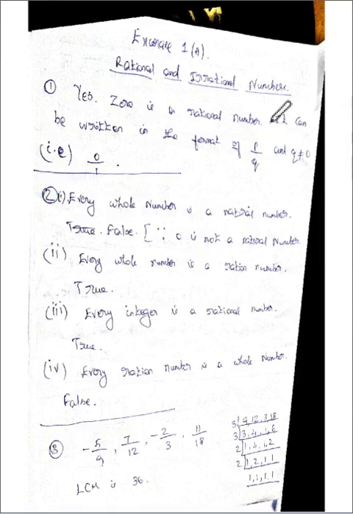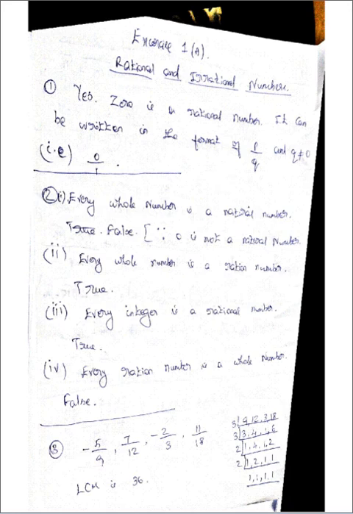This is exercise 1A. We are going to see about rational and irrational numbers. The first question is whether 0 is a rational number or not. Yes, 0 is a rational number because it can be written in the form of p by q, where q is not equal to 0.